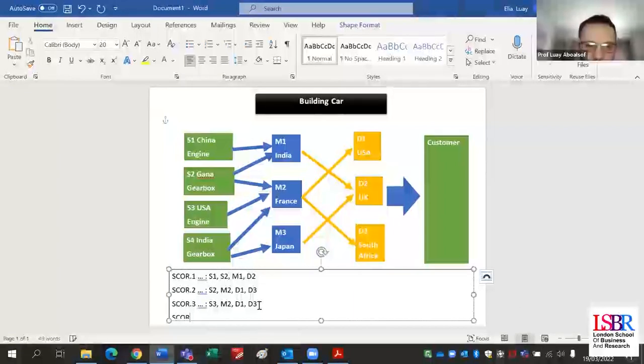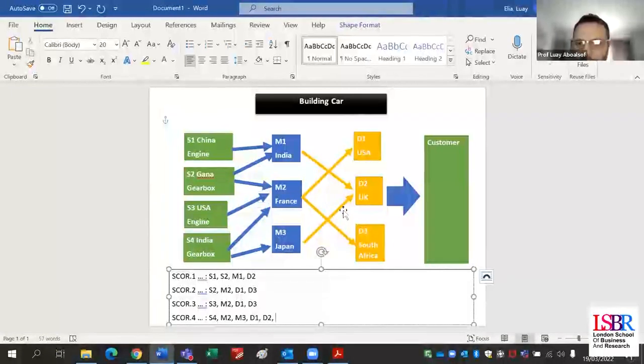My last one, SCOR four. From India, S4, going to two manufacturers, M2 and M3, going to France, and also going to Japan. Then from France, going to D1, D2. And from Japan, going to D2 only, which is already covered. So this is how it looks.